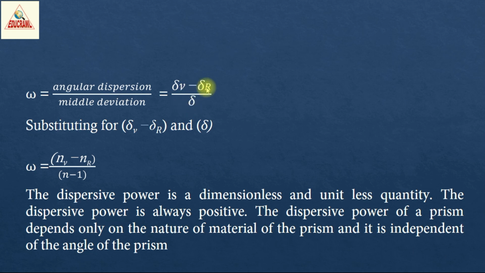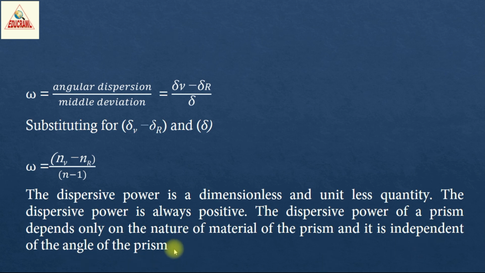So now we can substitute for del V, del R and del. We get the equation as (nV minus nR) divided by (n minus 1). The dispersive power is a dimensionless quantity and its unit is also dimensionless. The dispersive power is always positive, and the dispersive power of a prism depends only on the nature of the material of the prism and is independent of the angle of prism.